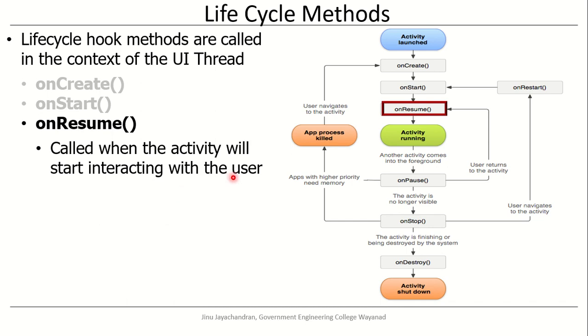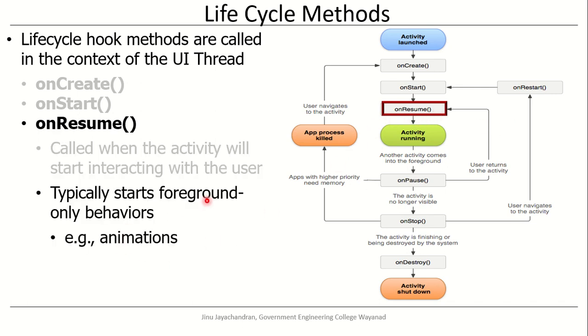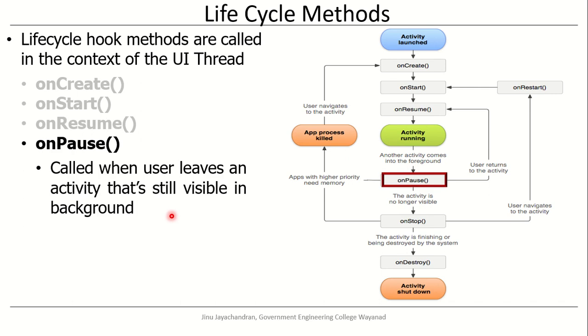It will then go to the resume state. Let's say the user starts typing on the application or clicks a button, then it will go to the resume state, because until that time it is still in onStart and the user has not interacted with the application. When the user starts interacting with the application, the onResume callback function will be called, and it typically starts foreground-only behaviors, like if the application needs to show some animations on the screen. Then the activity will start running.